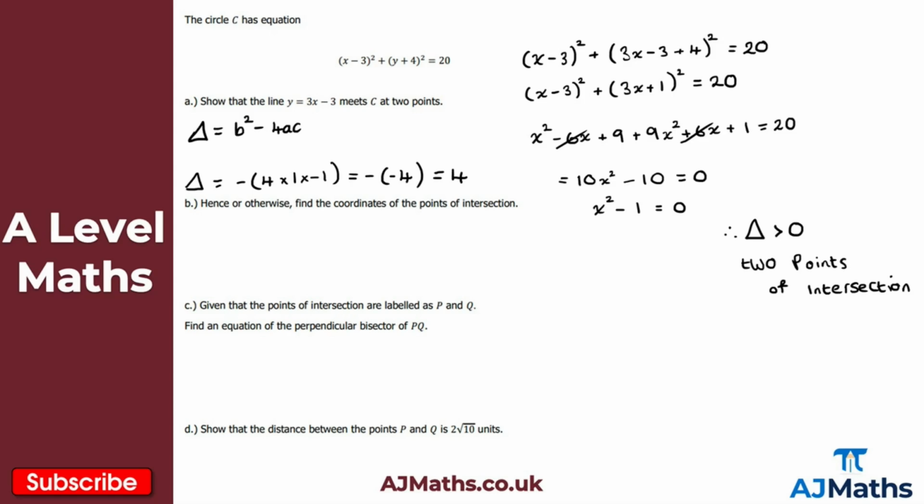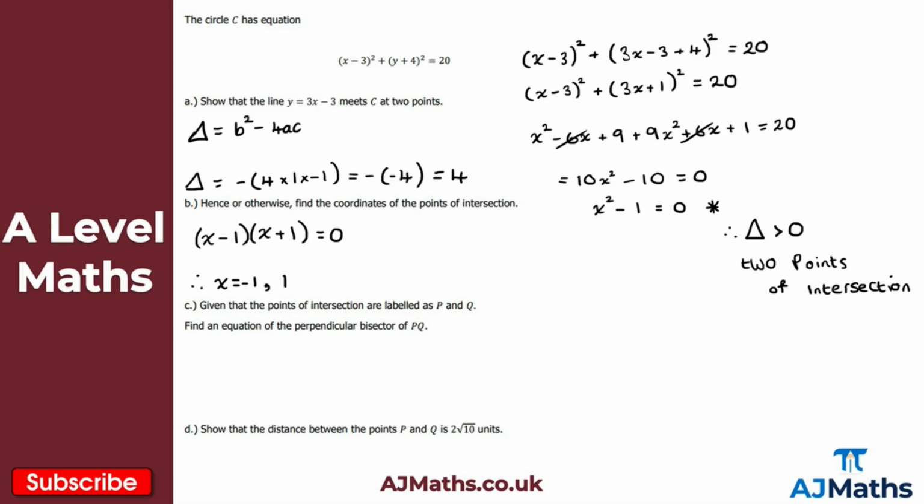Now for part B it says hence or otherwise find the coordinates of the points of intersection. Like we can see here, this is our quadratic that we're working with. So I've got x squared minus 1 is equal to 0. Hopefully nice and straightforward to work with now. Hopefully you recognise this is the difference of 2 squares, so I can factorise this. I'm going to get x minus 1 times x plus 1. That gives me my 2 x solutions. Clearly one of my solutions will be x equals minus 1. My other solution will be x equals positive 1.